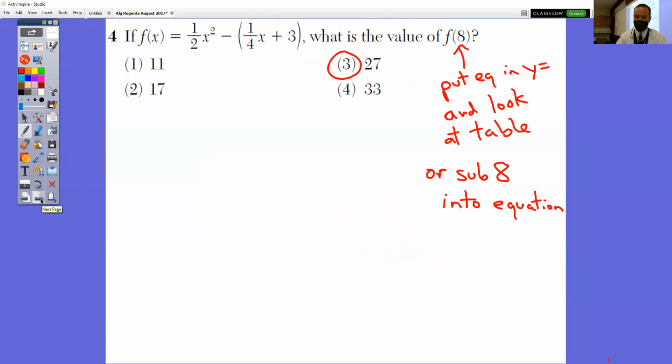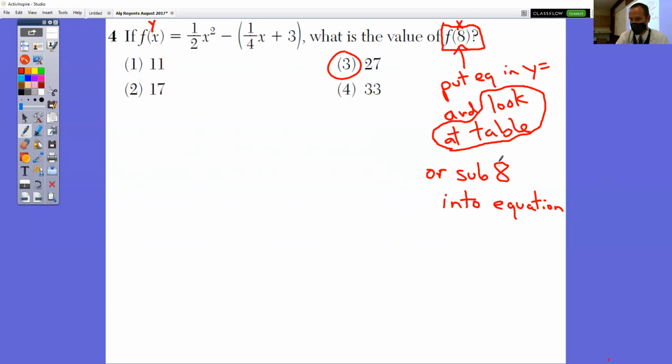In question number 4, they're asking you what the value of f of 8 is. So all that you have to do, there's 2 different ways to do it. I think the easier way, remember f of x just means y. So this is just an equation that we can type into our y equals. If you type it into the y equals, all you would have to do is look at the table for when x is 8. That's all that you really had to do.